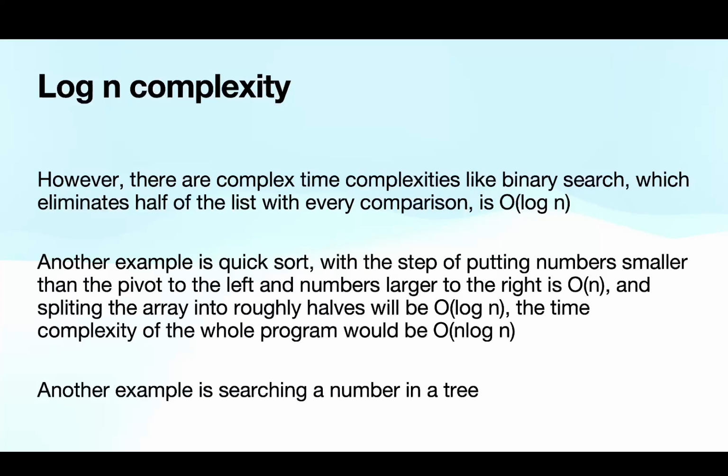So another example is quicksort, where the step of putting numbers smaller than the pivot to the left and numbers larger to the right is basically going through the whole input. So it's going to be O(n). And splitting the array into roughly halves will be O(log n). So the time complexity of the whole program will be O(n log n). Another example is searching a number in a tree.